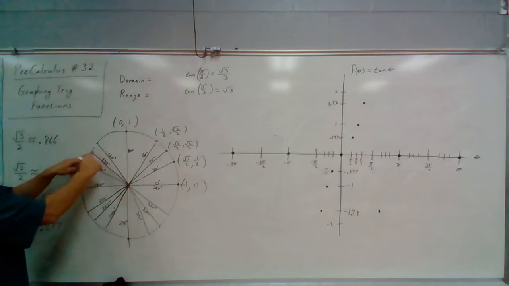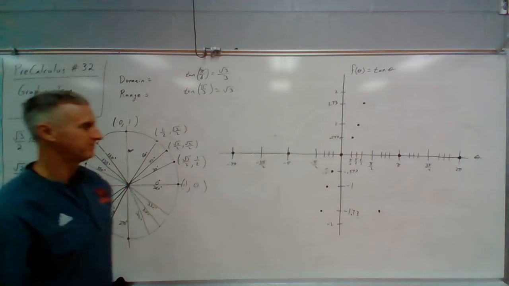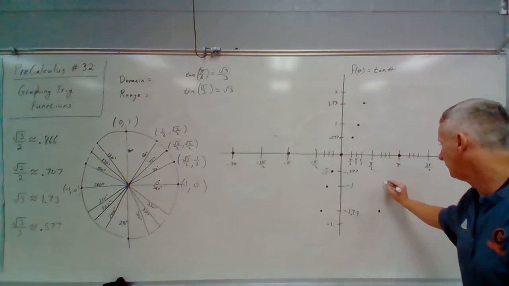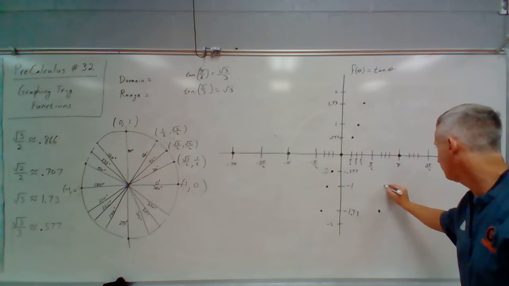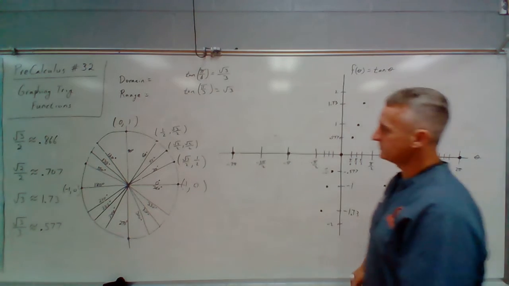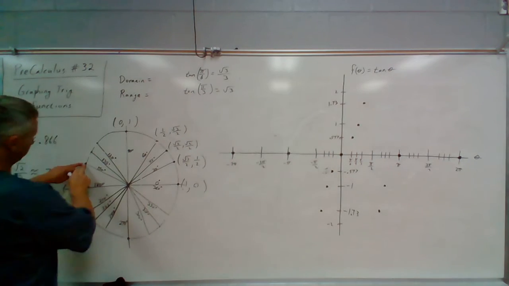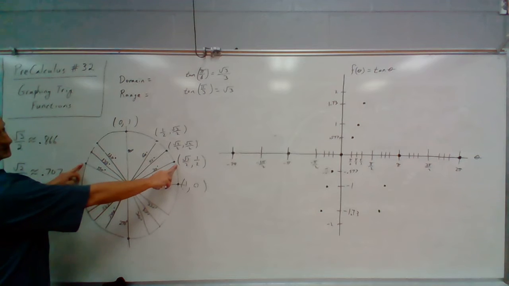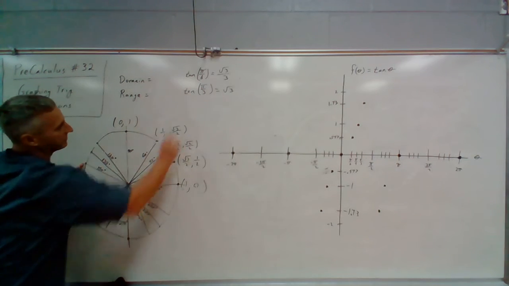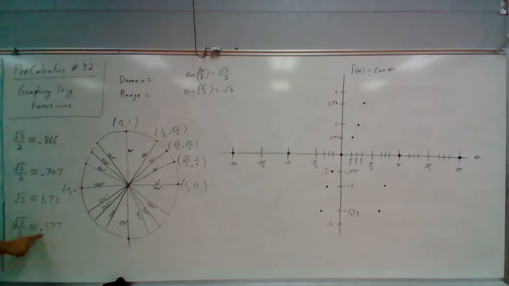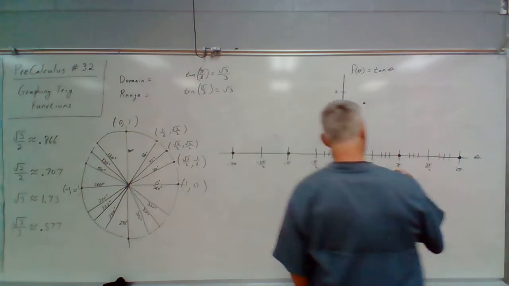Tangent of this is 1, except here it'll be negative 1. So we get this point. And then the next one would be this, which matches with this, except it's negative. So square root of 3 over 3, which is this, except it's negative, so negative 0.577. So that goes here.